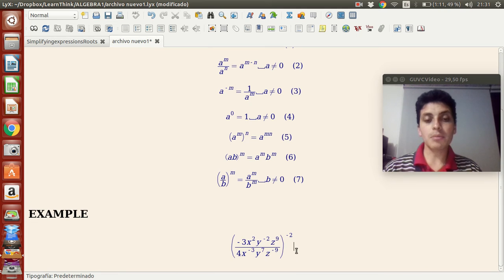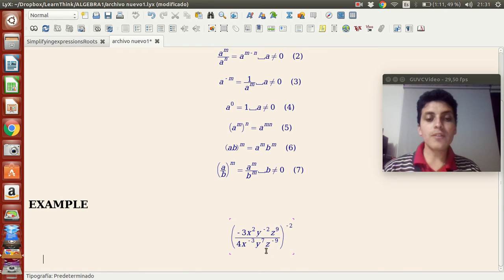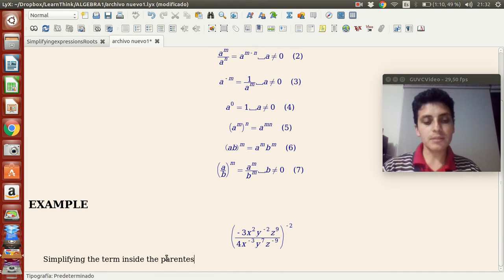Okay, following the properties. For example, what do I do first usually when I have a parenthesis, a negative exponent, and I have a division here? I usually simplify the things inside the parenthesis and then I use the power to a power. Okay, so let me simplify first the term inside the parenthesis.